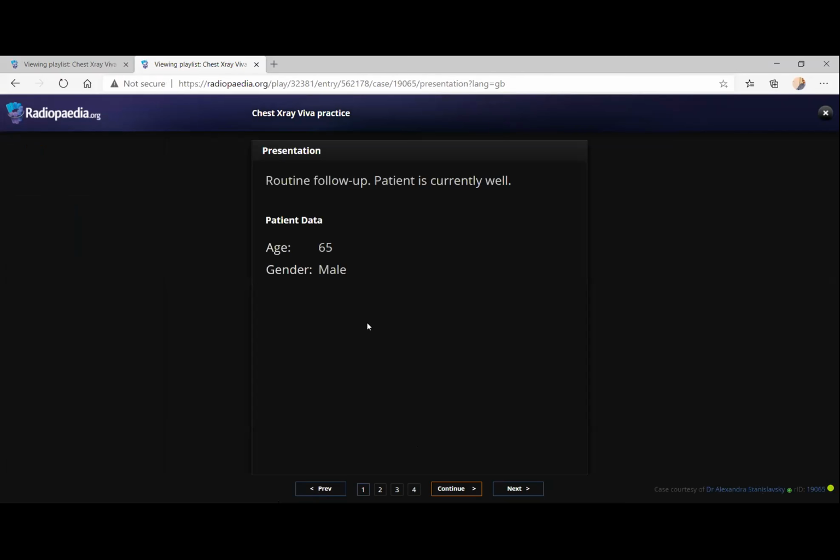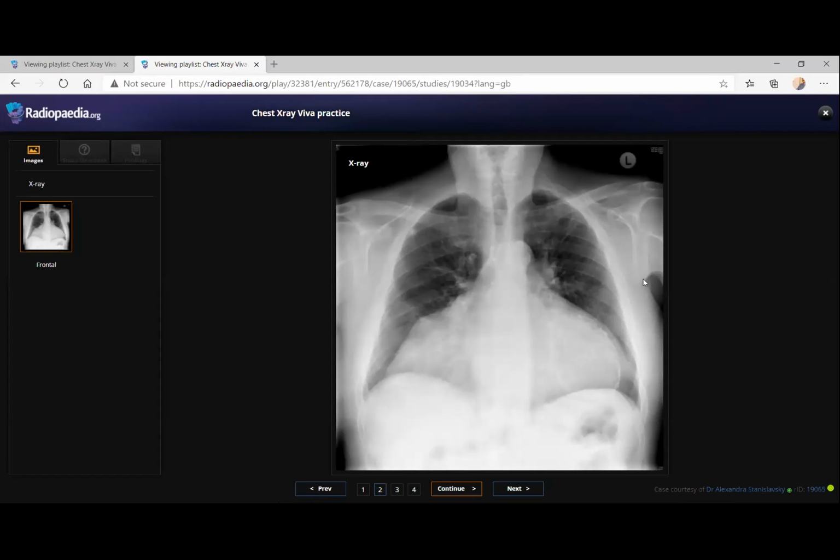And it's a 65-year-old male, routine follow-up, currently well. Actually, this also you found out very well. There was a ventricular aneurysm, and because of that, they had a surgery. You can see the median sternotomy wires. And it was a heterotopic cardiac transplant. This is also a very rare and very difficult case.